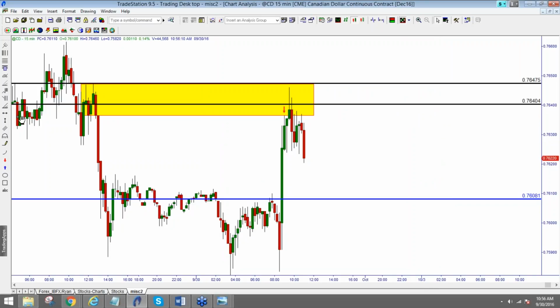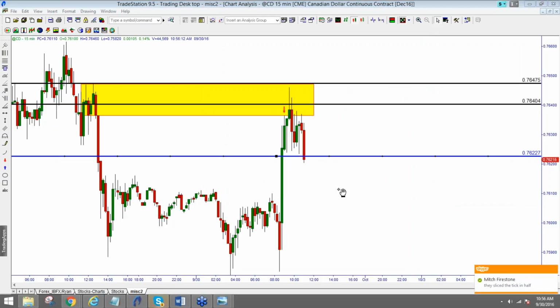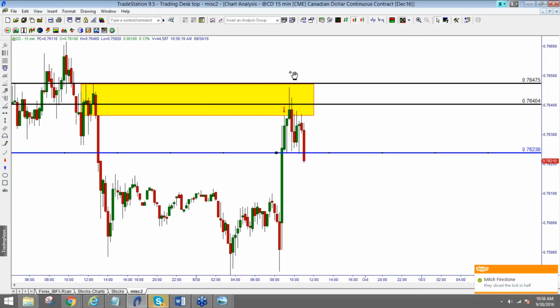It's starting to move. All right. They sliced the tick in half. Okay. So it used to be $10. Now it's $5 per tick. Let's see.